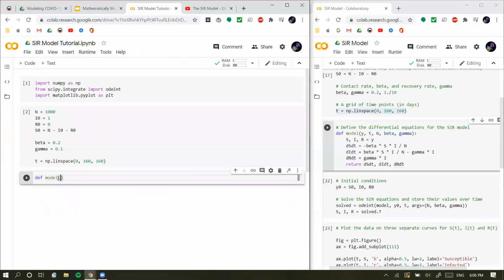To define a function, the first thing we do is name the function. Def, and the name is model. And what do we want to take into this function? What are the parameters, you might call it? We want one parameter, y, and this is going to be a list, like a little array, and this is just going to be S, I, and R. Y is going to be one variable that contains all 3 of these values.